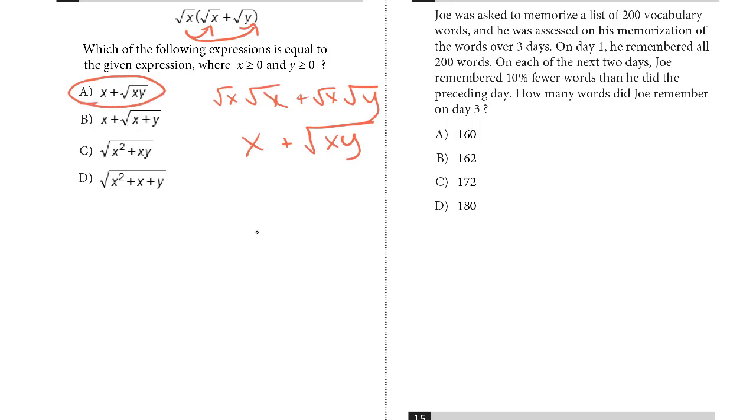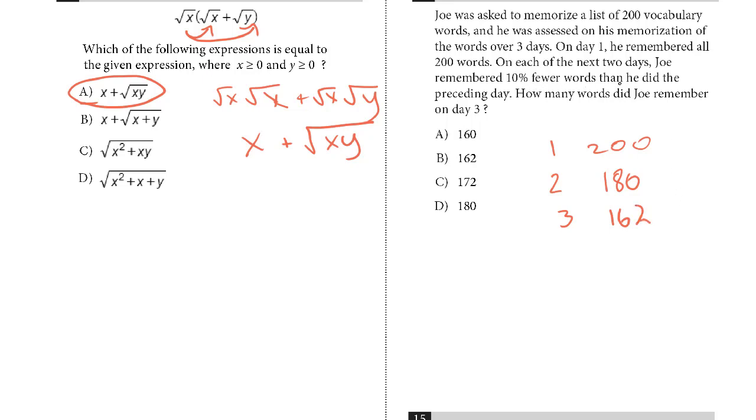How about number 14? Joe is asked to memorize 200 vocabulary words and assesses his memorization of the words over 3 days. On day 1, he remembered all 200 words. On each of the next 2 days, he remembered 10% fewer words than he did the preceding day. So it was 200 on day 1. Day 2 was 10% less. So that would be minus 10% of 200, which is 20. So that's 180. And then on day 3, it would be minus 10% of 180, which is minus 18. 180 minus 18 gives you 162.